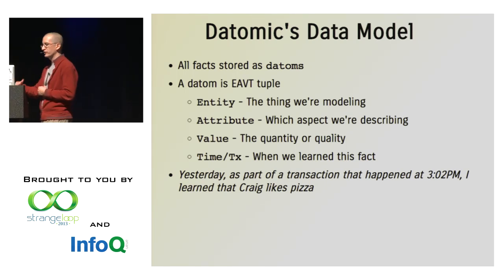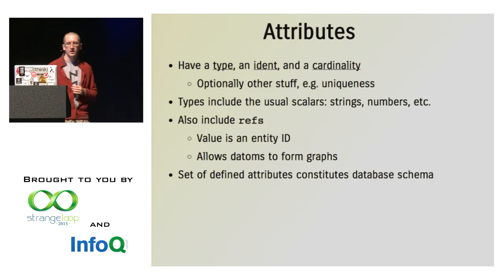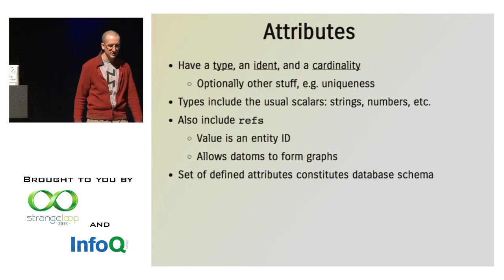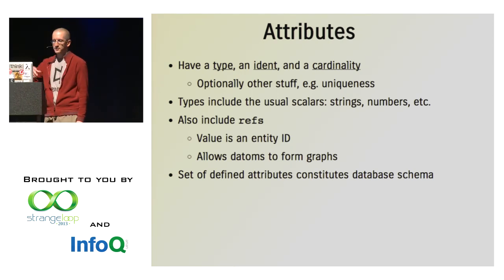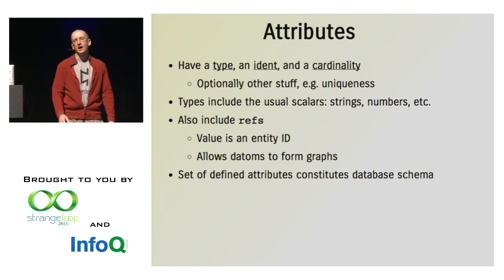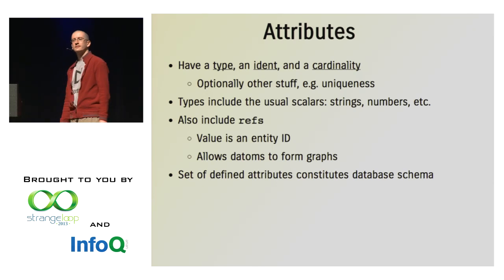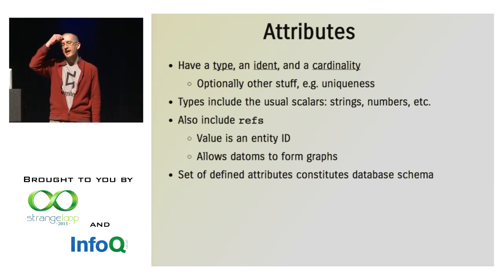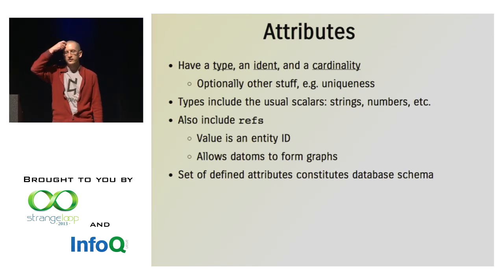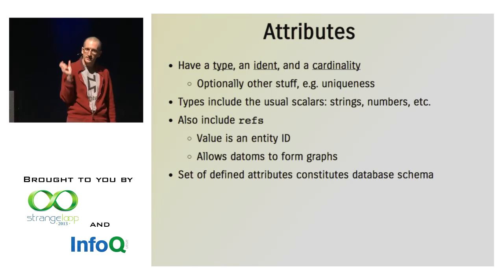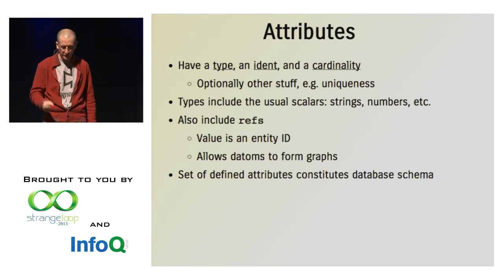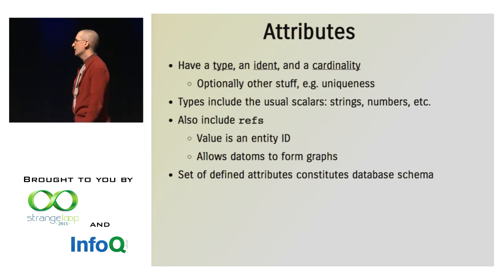All right, again, we're moving through this fairly quickly because I want to make sure we talk about the problem. But we do want to discuss attributes because these are pretty interesting. An attribute, like Craig likes pizza, this is the likes part. They have a type, an ident, which is essentially a name, and a cardinality. So cardinality would be, can there only be one datum about likes, or can Craig like many things?